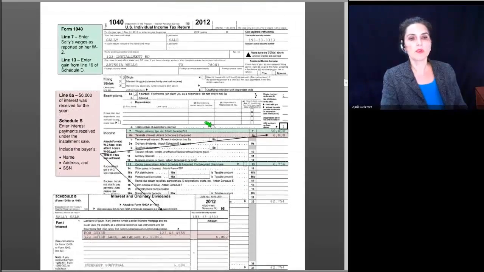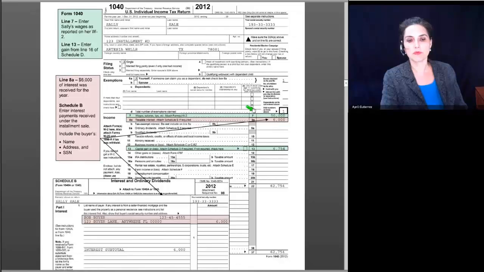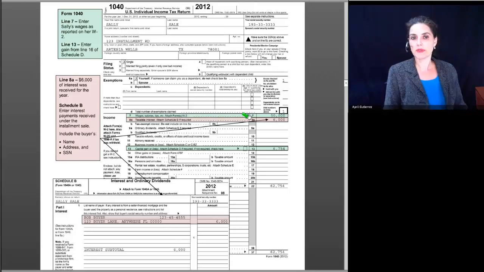We go over to page 1 of her Form 1040, and we begin page 1 by entering her wage income. But remember, she had that interest payment on her installment sale as well. That buyer paid her $12,000 of principal payments, but they also paid her $6,000 of interest. And that interest is entered on line 8 of the 1040.